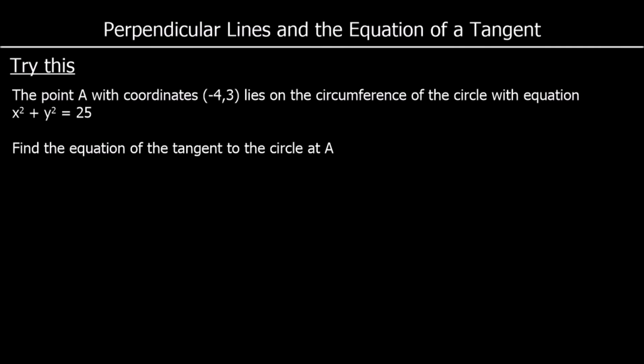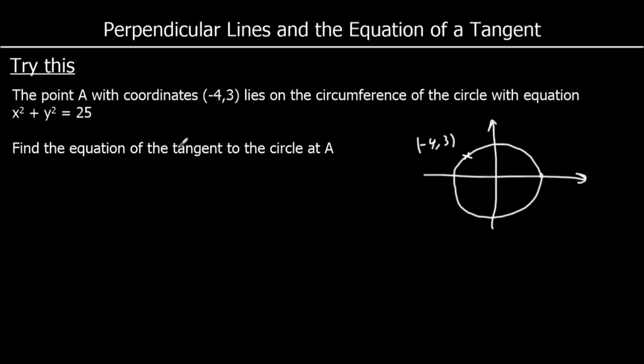And one of these for you to try. So give this one a go. So again, I'll do a sketch. So we've got a circle, center 0, 0, and this has got a radius of 5 this time. The point we've called that's negative 4, 3 lies on the circumference of the circle. So negative 4, 3. Find the equation of the tangent at this point.